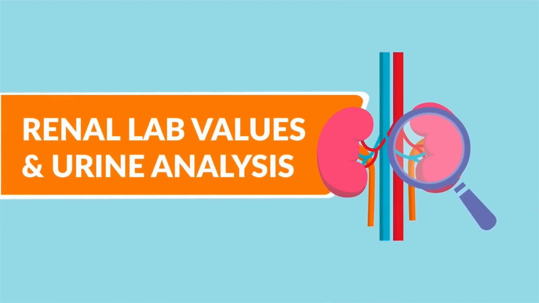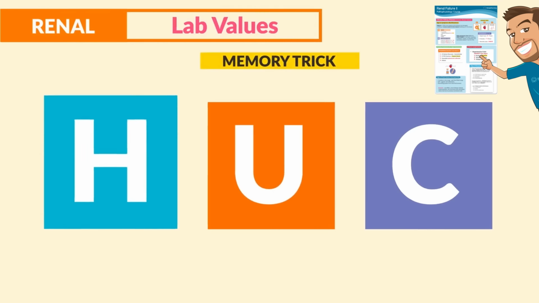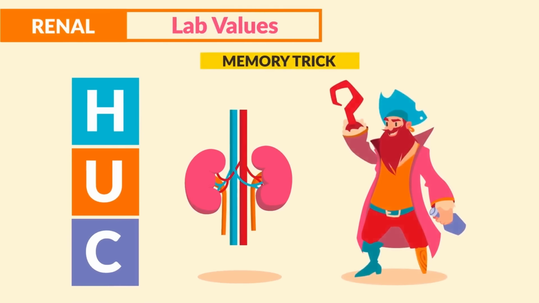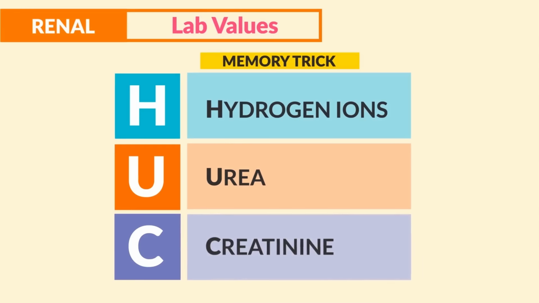Now for renal lab values and urine analysis. Again, use the memory trick HUC, H-U-C, since the kidneys sort of look like a pirate hook. Now H is for hydrogen ions, U is for urea, for blood urea nitrogen, and C is for creatinine.